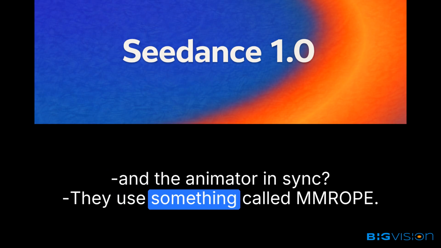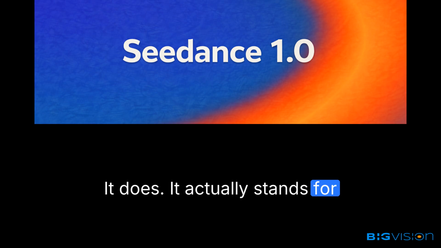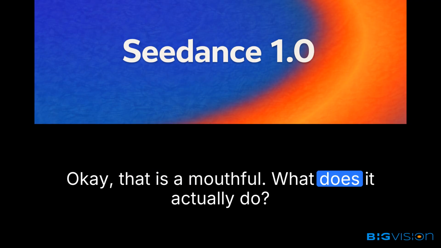They use something called MMROPE. Which sounds like a very intense jump roping competition. It does. It actually stands for 3D multimodal rotary positional encoding. Okay, that is a mouthful. What does it actually do?